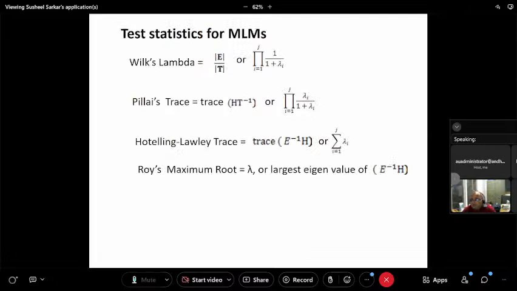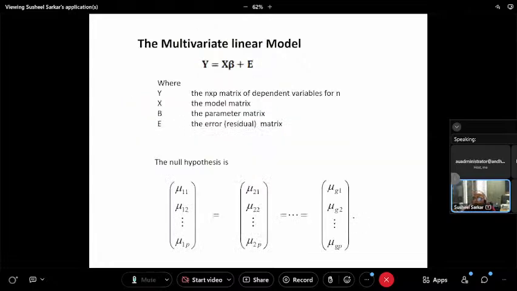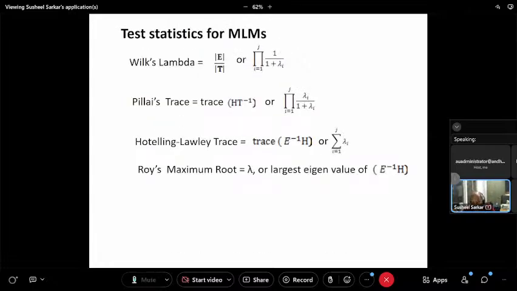The test statistics for multivariate linear models are Wilks' lambda, Pillai's trace, Hotelling-Lawley trace, and Roy's maximum root. Now, when we have a matrix and we compute the eigenvalues, what do they give us? If we sum all the eigenvalues, it becomes the variance.